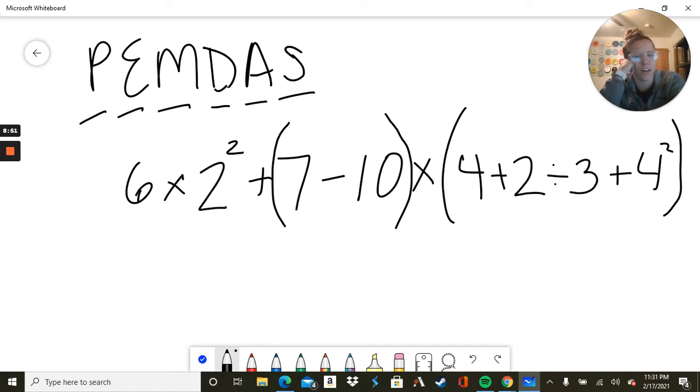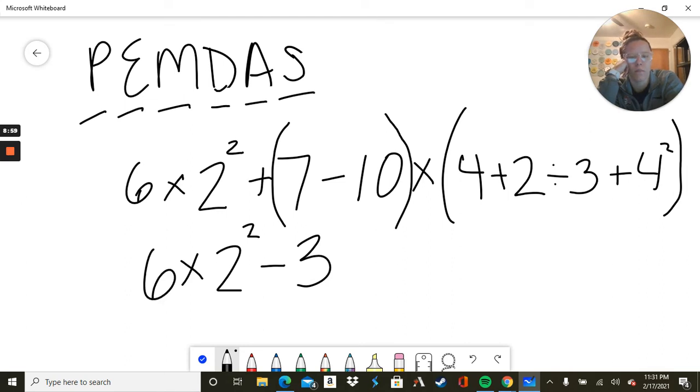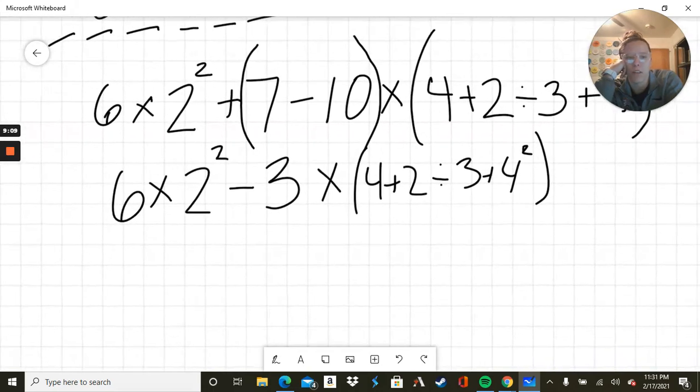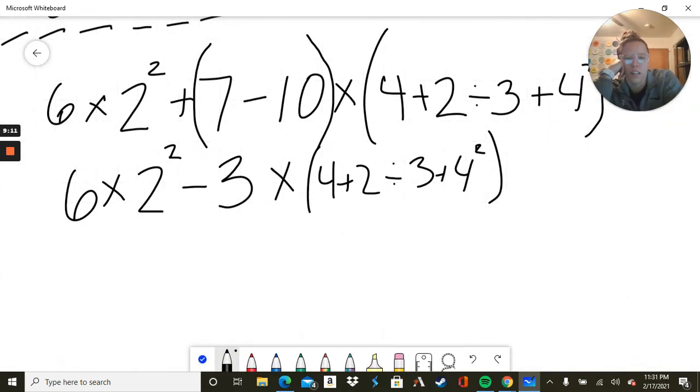So we have parentheses here, so we're going to do 7 minus 10 is going to be negative 3, but we're going to write it as minus. Okay, times 4 plus 2 divided by 3 plus 4 squared. Okay, so now we do our second set of parentheses. And in the parentheses, we do the exponent first. So 4 times 4 is 16.